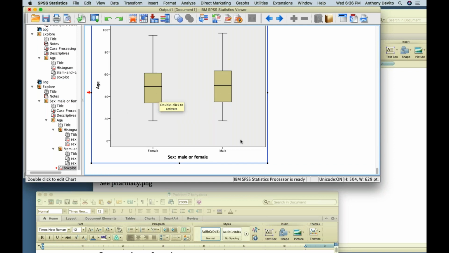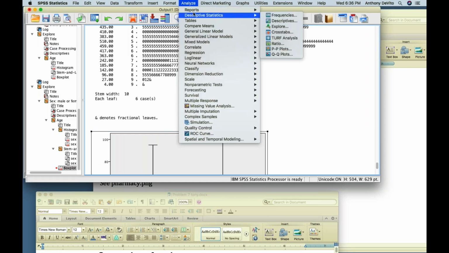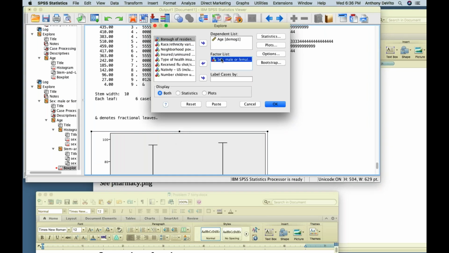In other words, you can compare two groups to each other. How did we get to that? We went to analyze, descriptive statistics, and then explore, and then we moved what we wanted in there. Do we have another nominal variable we could use? Let's try borough. Let's move borough into the factor list.